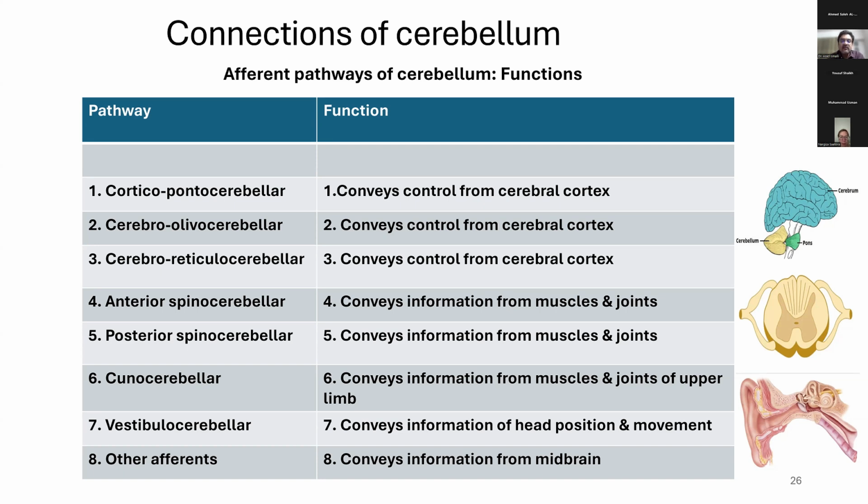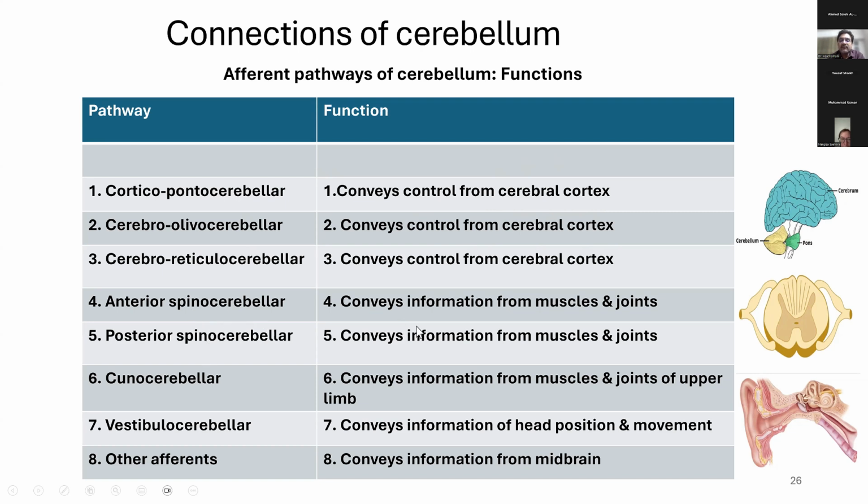The first 3 are very simple. They are cortico-pontocerebellar, cerebro-olivocerebellar, and cerebro-reticulocerebellar. The terminology is a bit tough because it is not used routinely, so we have to keep on practicing these terms so that we become used to them. What is their function? They convey control from the cerebral cortex, all these 3.